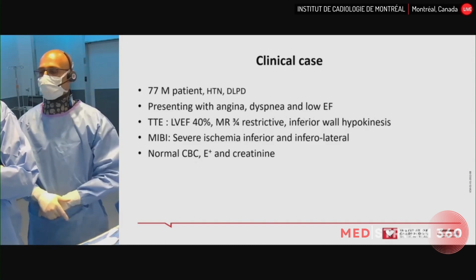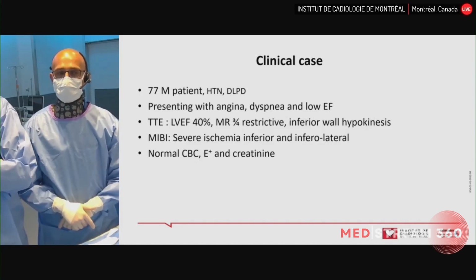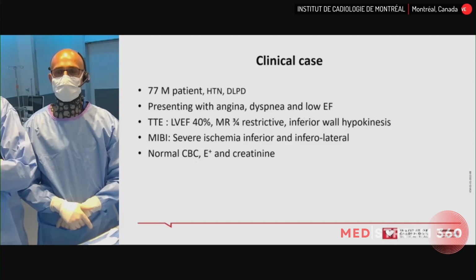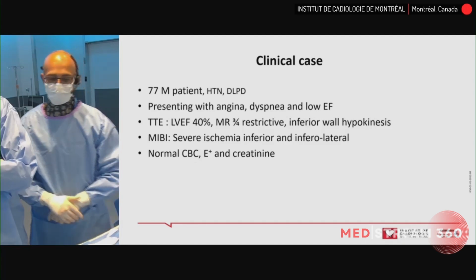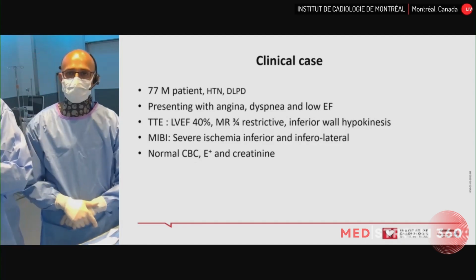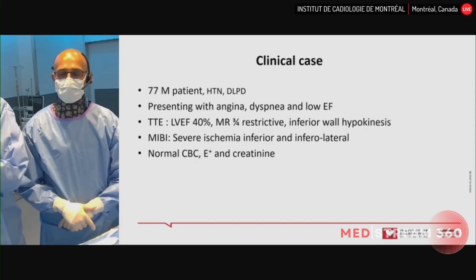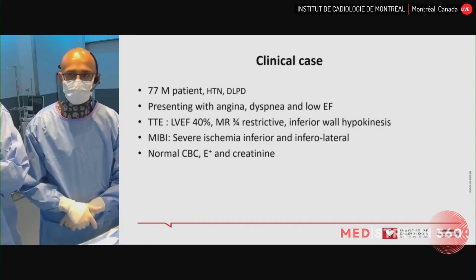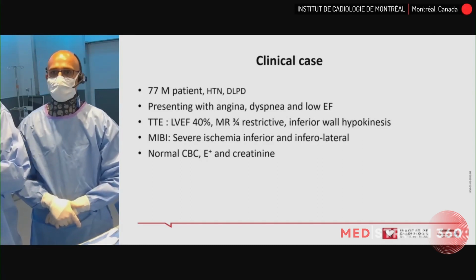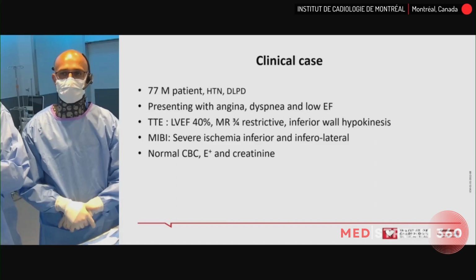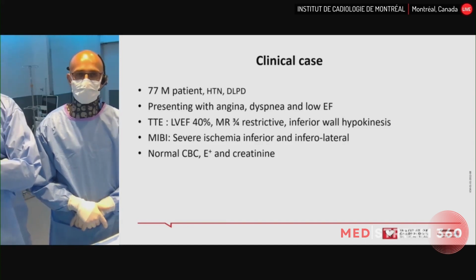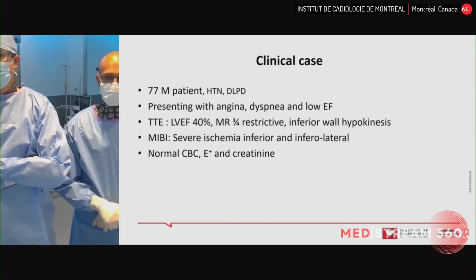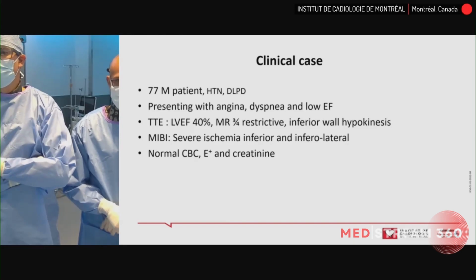So Sebastian will present the clinical case. A 77-year-old male patient with known risk factors of hypertension and dyslipidemia, presenting to our center with angina, dyspnea, and a low ejection fraction. Transthoracic echo showed a left ventricular ejection fraction of 40% with severe mitral regurgitation, inferior wall hypokinesis, and a MIBI that showed severe ischemia in the inferior and inferolateral territory. The laboratory showed normal blood cell count, electrolytes, and renal function.